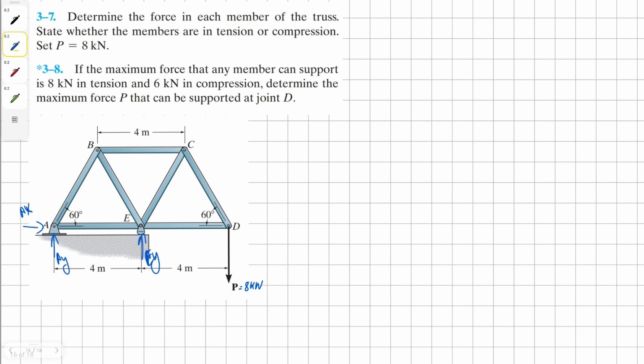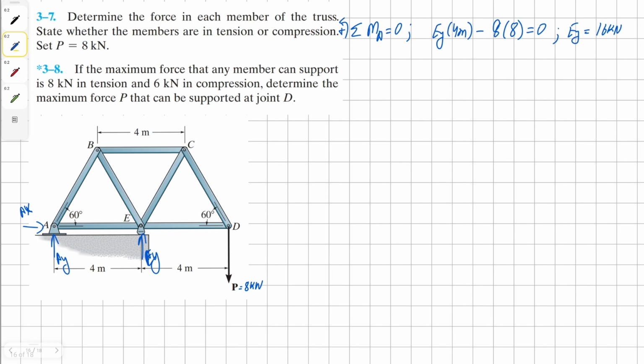Because this is a simple problem, we don't really need to determine reaction forces for every single external force. We just need either EY or AY. In this case, we're going to determine the external reaction force EY by taking moment about point A. We have EY, which is counterclockwise and 4 meters away from point A, and then the clockwise external force, all equals 0. Solving for EY, we get our solution as 16 kilonewtons upwards.